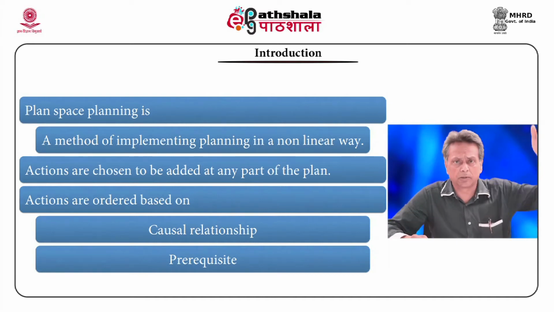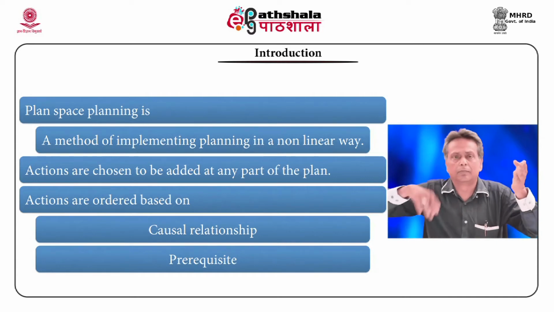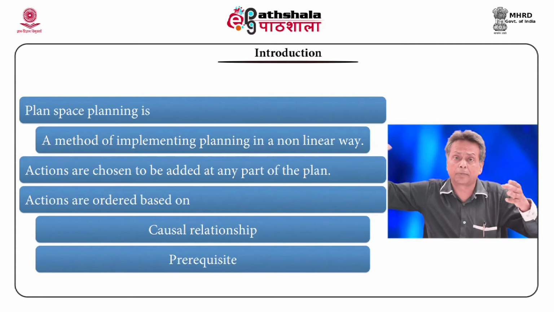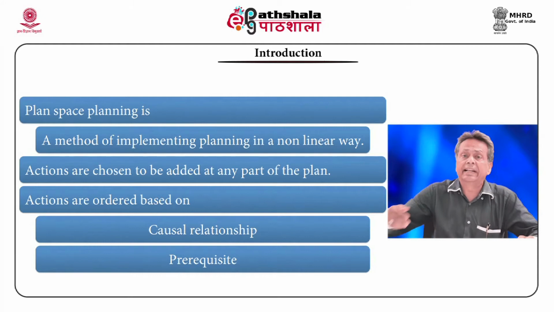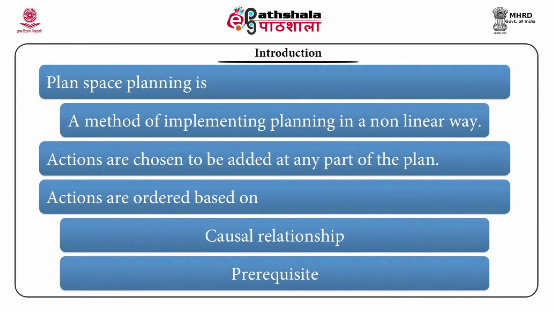So it is quite possible that it will pick up one component, solve that component to some extent, jump to some other component and solve that, again drop that in the middle and start solving some other component. So that's why it's called non-linear. Actions are chosen to be added or removed at any part of the plan, and it is based on two different types of relationship. One is called causal relationship, where one action causes the other, and the other is prerequisite. We'll be talking about both. Prerequisites are basically preconditions that we have looked at earlier.